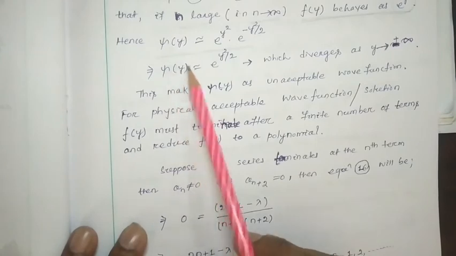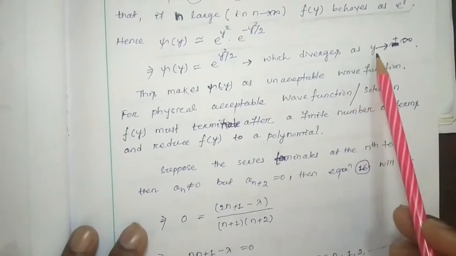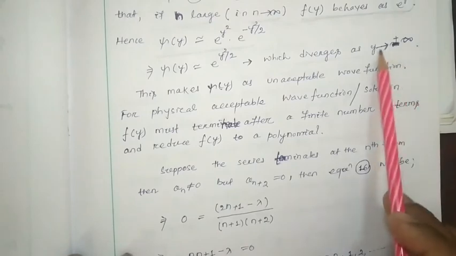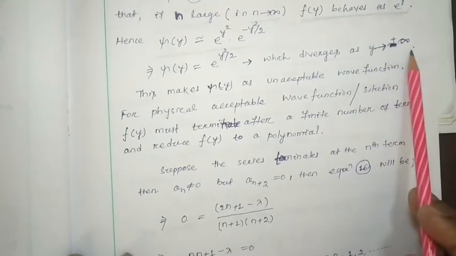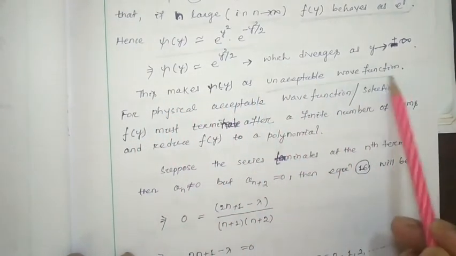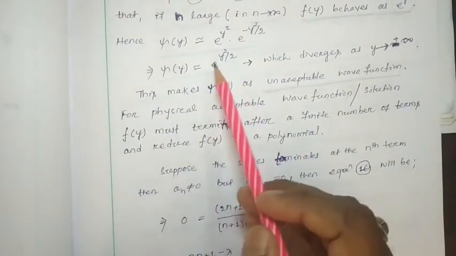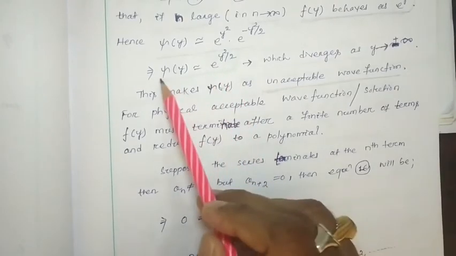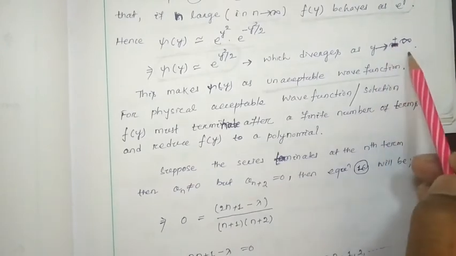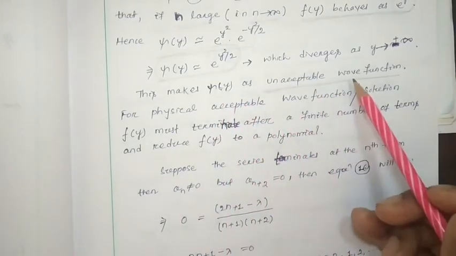So psi y is approximately e to the power y square by 2, which diverges as y tends to plus or minus infinity. It diverges when y tends to plus or minus infinity. So this makes psi y an unacceptable wave function. Okay, so psi y we considered by the power series method that it will be approximately e to the power y square. But if we consider this one, it will diverge at y equal to plus or minus infinity. So can psi y be acceptable? It could not be acceptable. So it will be an unacceptable wave function.